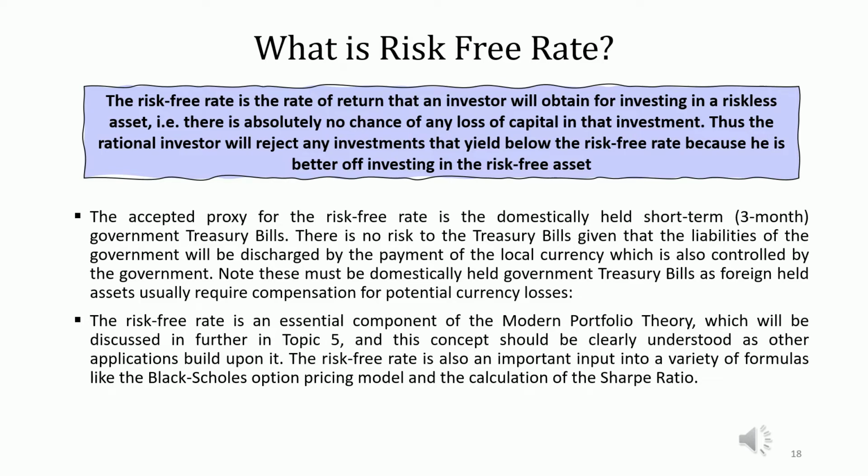The accepted proxy for the risk-free rate is the domestically held short-term, 3-month, government treasury bills. There is no risk to the treasury bills given that the liabilities of the government will be discharged by the payment of the local currency, which is also controlled by the government. Note these must be domestically held government treasury bills, as foreign held assets usually require compensation for potential currency losses.